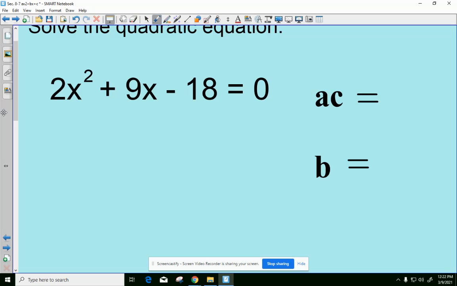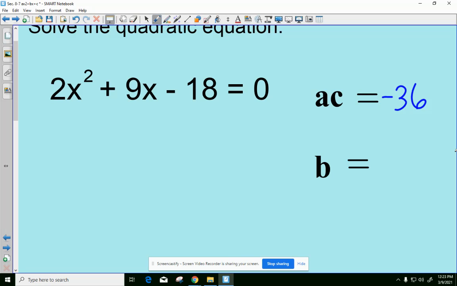Now here, because this is an equation, what's true? So when I get my two factors, my two sets of parentheses, I'm going to have to get answers to each of those because if it's an equation, I need a solution. What's my AC in this problem? Negative 36, good. 2 times negative 18, negative 36.